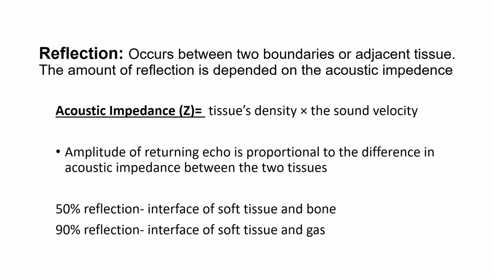So, in diagnostic ultrasonography, reflection is a common property seen in the tissue. The amount of reflection depends on the acoustic impedance. The acoustic impedance is the tissue density multiplied by the sound velocity. The amplitude of the returning echo is proportional to the difference in acoustic impedance between the two tissues.